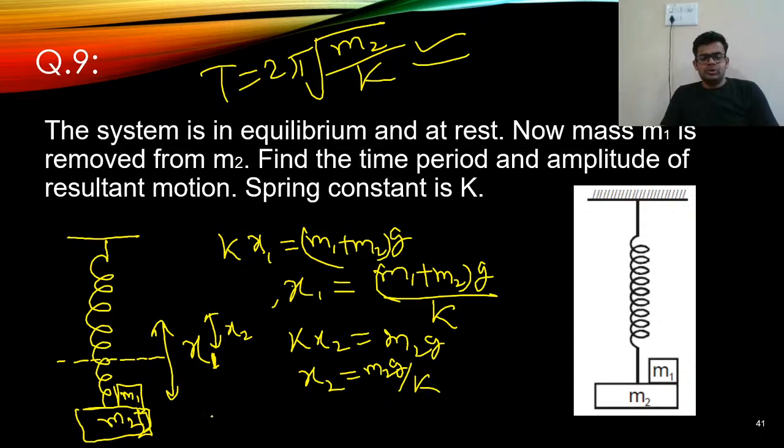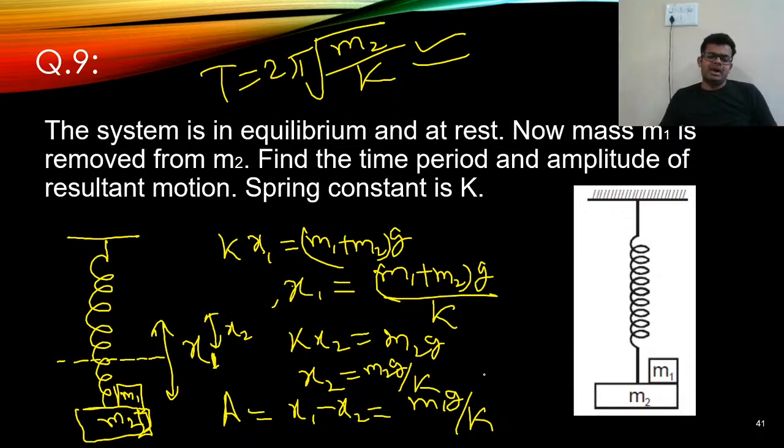So I need to find the amplitude. Amplitude is just the difference between both the equilibriums. So amplitude will be equal to maximum displacement minus the final equilibrium position. Maximum displacement is this x1 and final is x2. So if you subtract, you will get m1g divided by k, meaning the removed mass into g divided by k. So this is the final amplitude of the SHM. Okay, so we are getting the formula for the value of amplitude of SHM. That's all, this is a simple thing I wanted to explain to you.